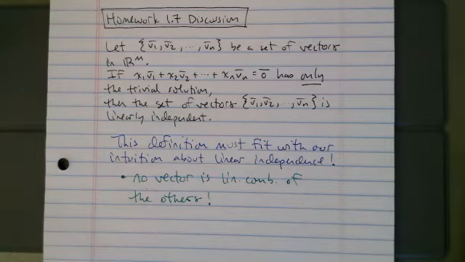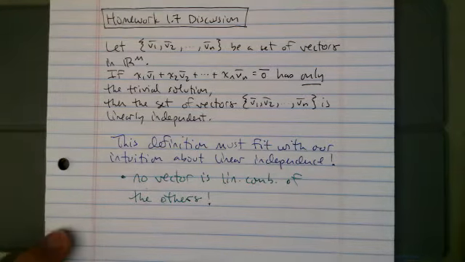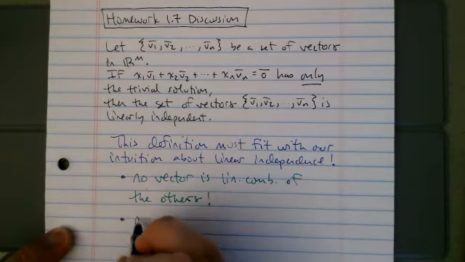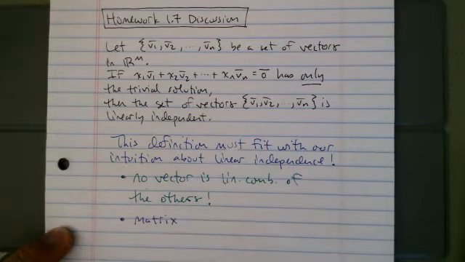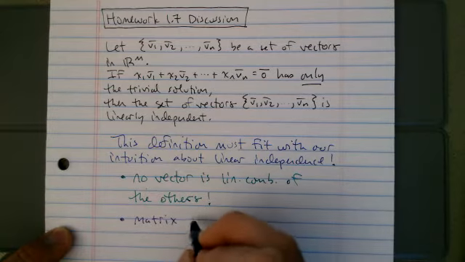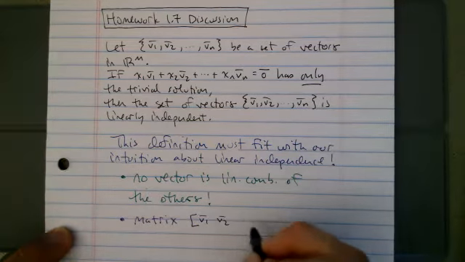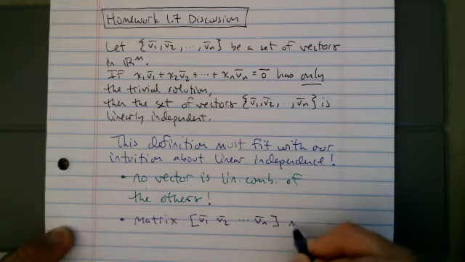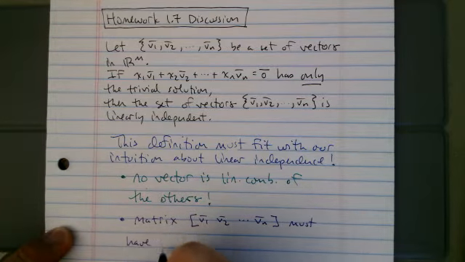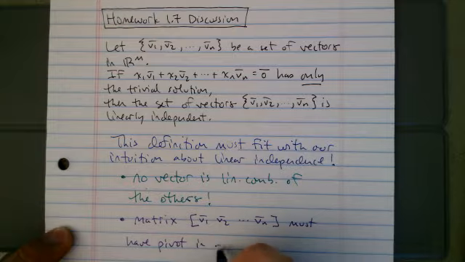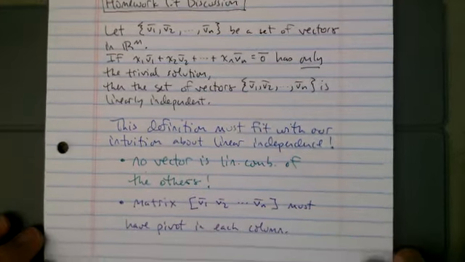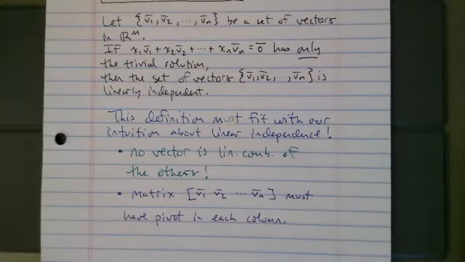There's going to have to be some matrix involved. This is also going to have to mean that there's a pivot in every column. So that's another linear independence thing. If I'm going to talk about the columns of a matrix, I'm going to have to define a matrix. So the matrix V1, V2, Vn must have a pivot in each column. That's another characterization of linearly independent sets.